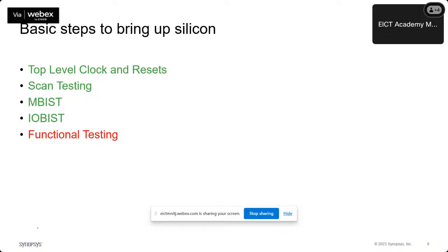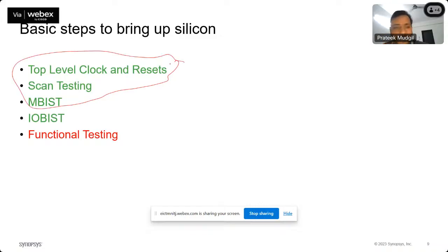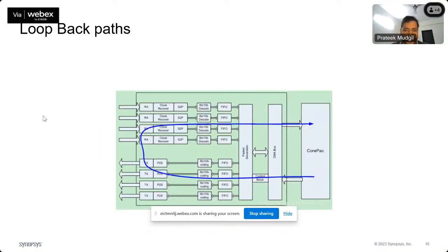I'm not covering these topics because I'm assuming they were covered in previous discussions. So I'm prepared with the IOBIST and functional testing, and let us go a little bit into it. This is an example of a file layer. If you see, these are the two paths, and this is actually the file.